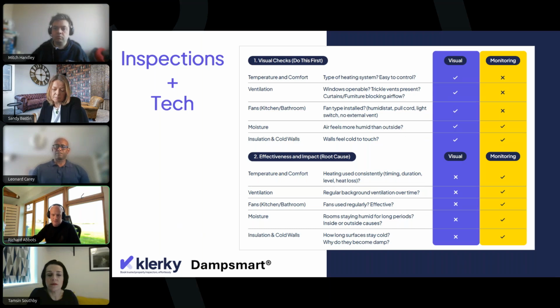So obviously, as you've alluded to as well, Leonard, we've got a diverse mix on the session today, from letting agents through to independent inventory clerks and housing associations. So I'd like to discuss how inspections and tech are relevant to all parties in that respect.